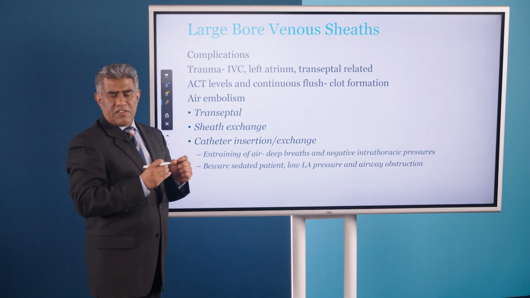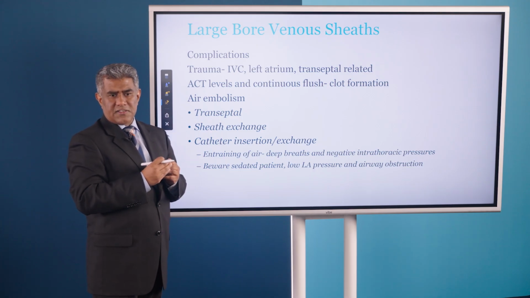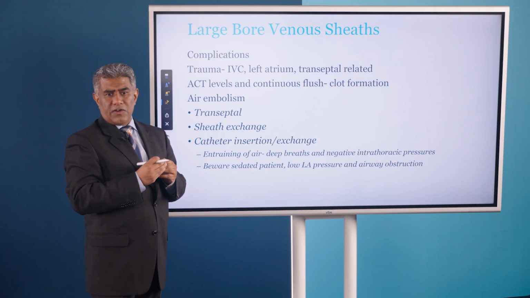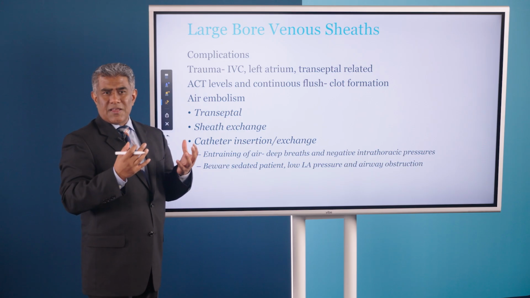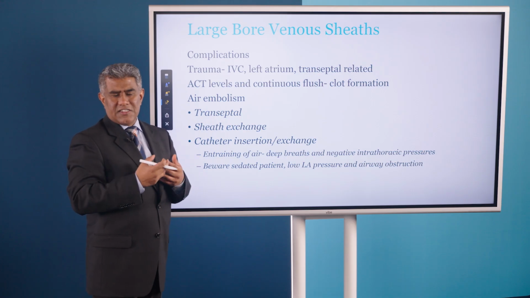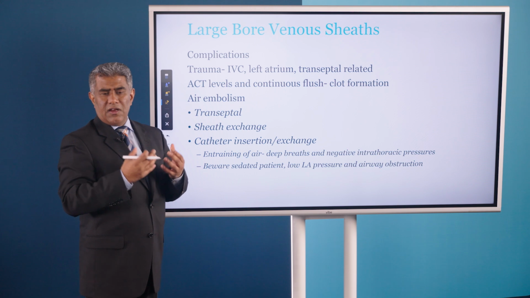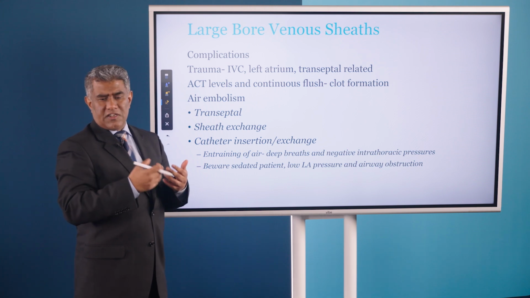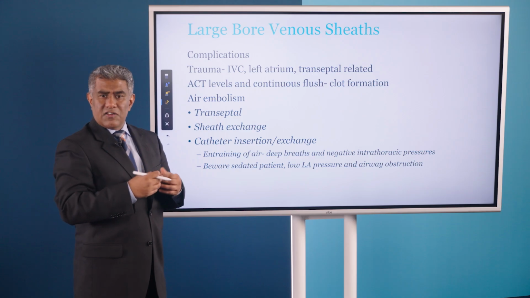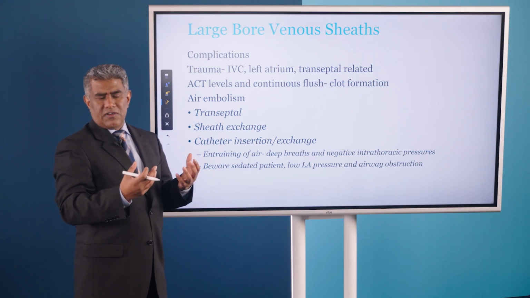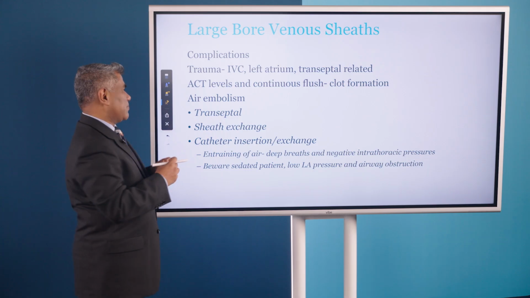Remember, when you have a sheath or a dilator or a wire across the transeptal axis, entraining of air during deep breaths, which results in negative intrathoracic pressure, something that you typically see under deep sedation, is something that you have to be really wary about. The lower the left atrial pressure, such as in a dehydrated patient, the more airway obstruction they have, the greater the negative intrathoracic pressure manifests, and the easier it is for air to enter the left atrium.